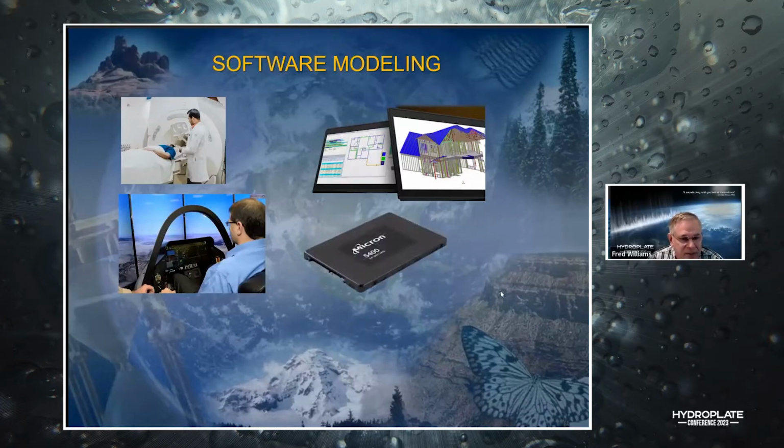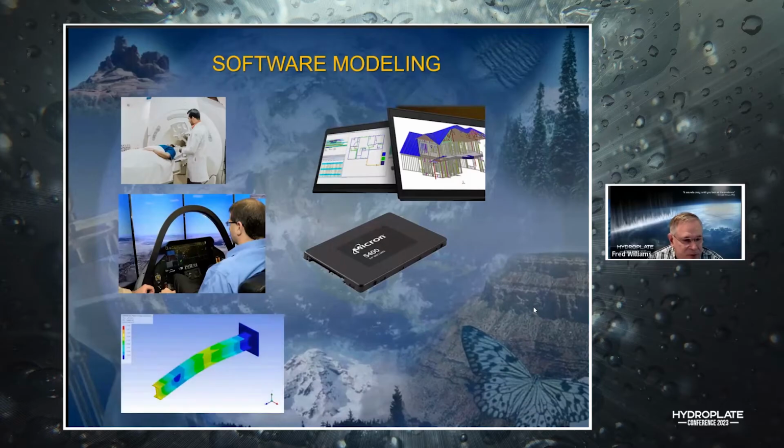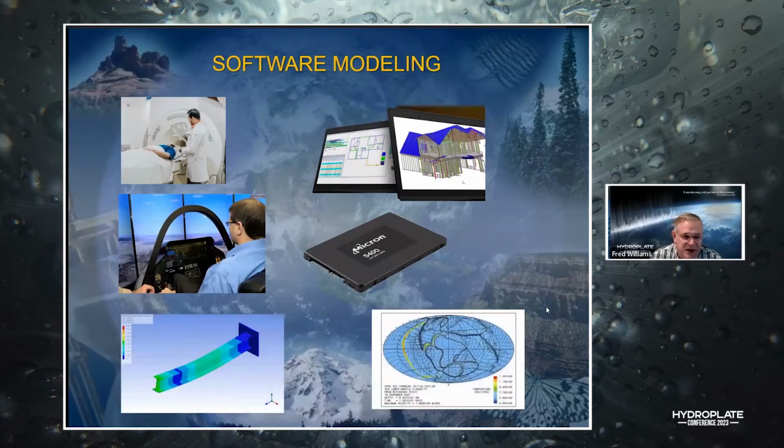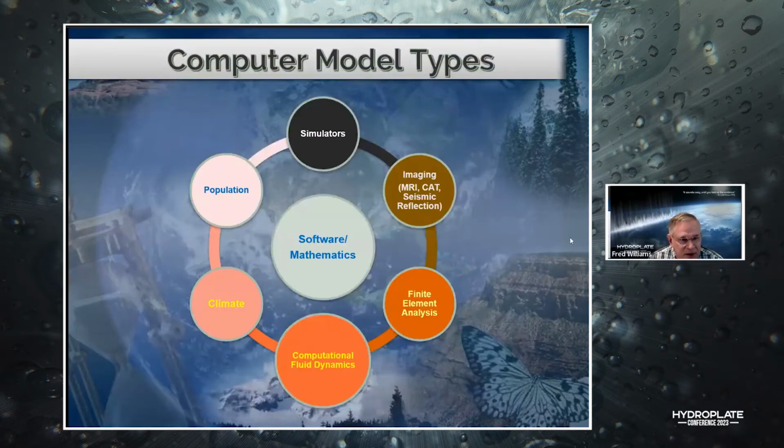At Micron, where I work, I was the team lead for 3 years of roughly 7 to 10 engineers, and we modeled the NAND that operates inside of this solid state drive. You have finite element analysis, and then you have things like John Baumgartner's Terra model. And so these are what we're going to talk about. Computer model types, at the core of all of these models, simulators, population models, climate models, computational fluid dynamics, at the core is the software and the mathematics.